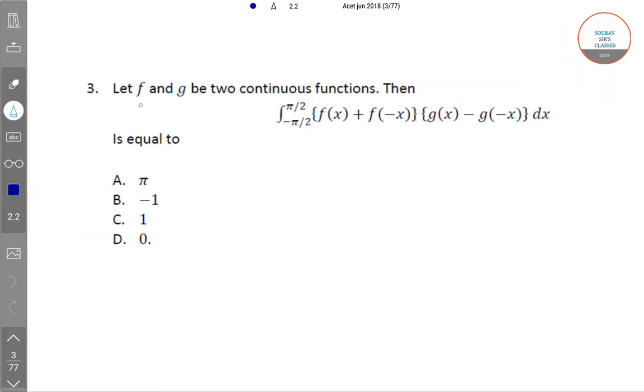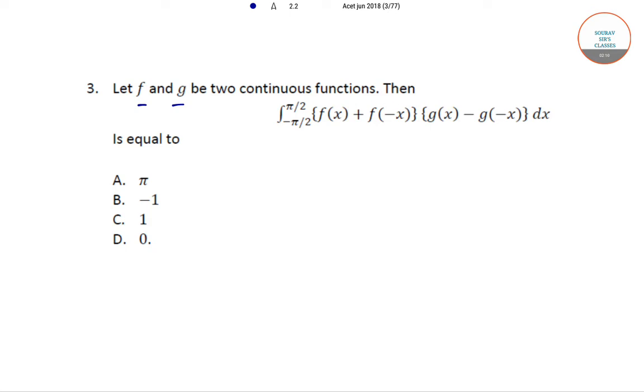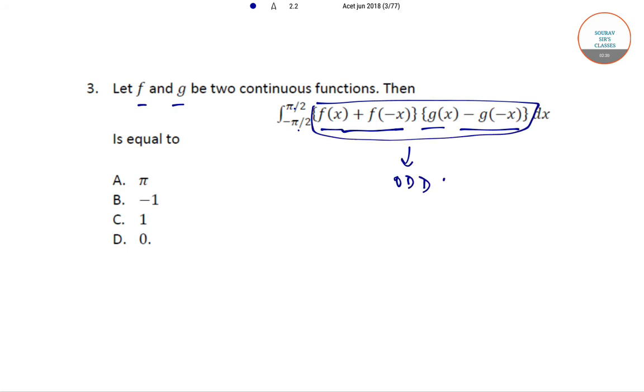The next question is, let f and g be two continuous functions. Then integration from minus pi by 2 to pi by 2, fx plus f of minus x whole into gx minus g of minus x dx is equal to... So now, this thing over here is an odd function. So, if the limits are minus a to a and we are integrating an odd function, this gives us 0. So option D is the correct answer.